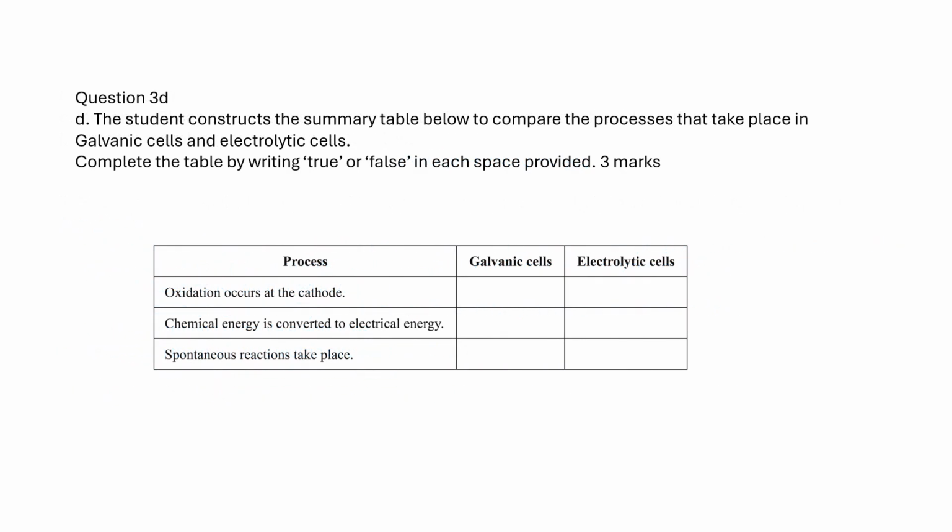Compare galvanic cells and electrolytic cells. Oxidation always occurs at the anode. In galvanic cells, chemical energy is converted into electrical energy. In electrolytic cells, electrical energy is converted to chemical energy. Spontaneous reactions take place in galvanic cells, but the reaction in electrolytic cells is non-spontaneous.